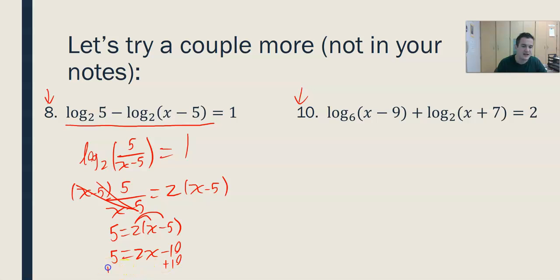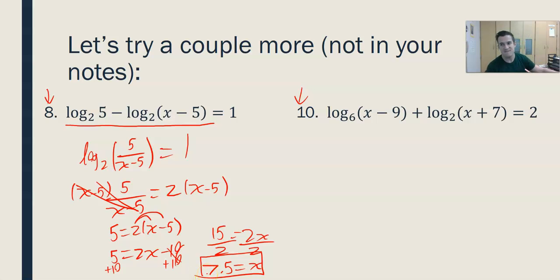I'm going to add 10 to both sides. I'm going to run out of room. I'm going to get 2x equals 15. Then I'm going to divide by 2 on both sides and get 7.5. So my final answer there is 7.5.